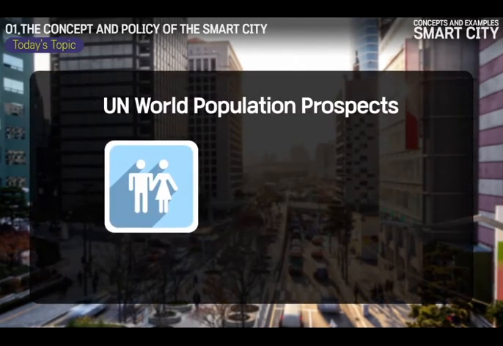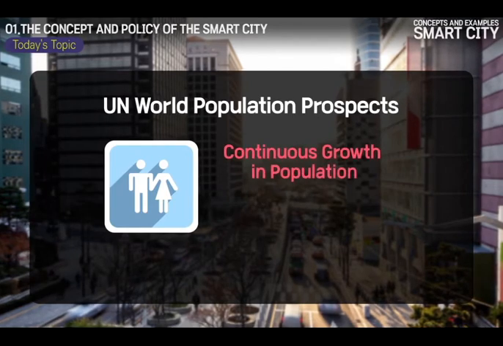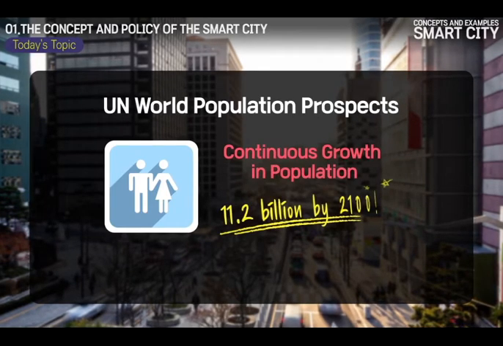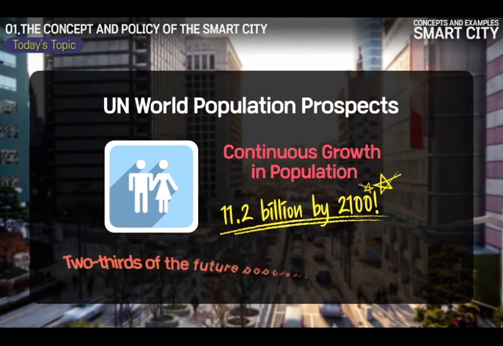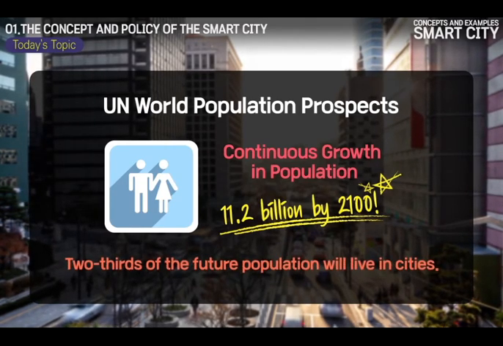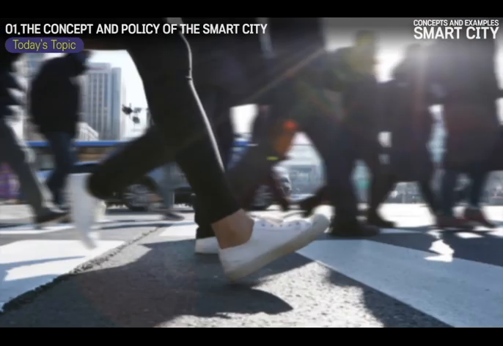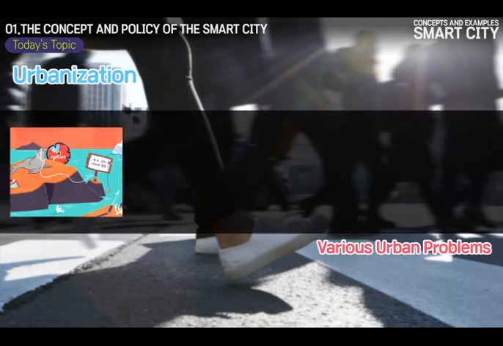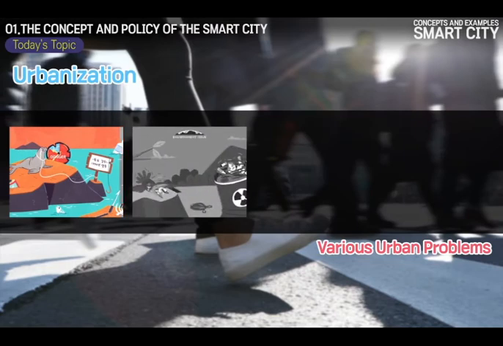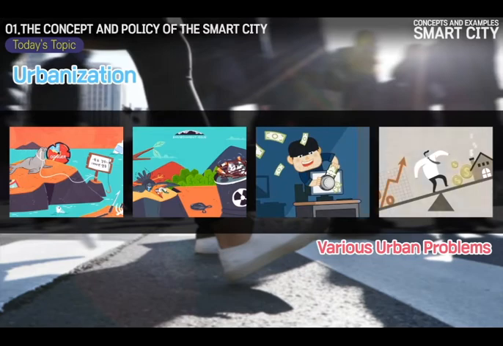According to the world's population prospects reported by the United Nations, the population will continue to grow, reaching 11.2 billion in 2100. 2/3 of the future population will live in cities. As the population surged into cities, urbanization progressed. Accordingly, various urban problems are occurring, such as environmental pollution, energy-environment issues, crime prevention, and a lack of housing supply.